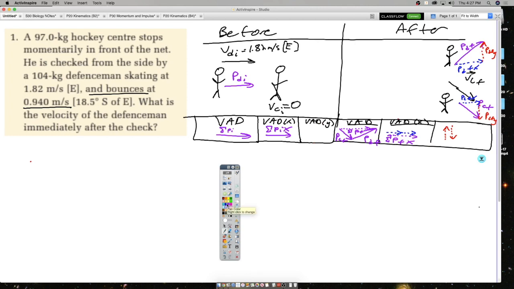So how do you draw no momentum? Well, you don't. You don't draw anything, right? Those cancel each other out, so that there is no y momentum finally, which we knew at the very beginning. Because there was none initially, so there better be none finally.